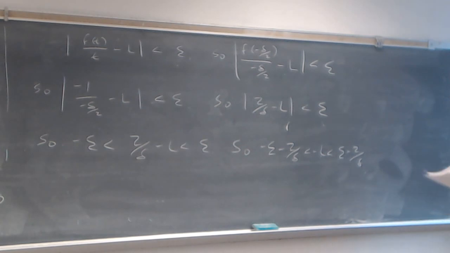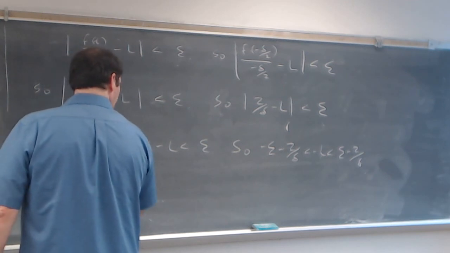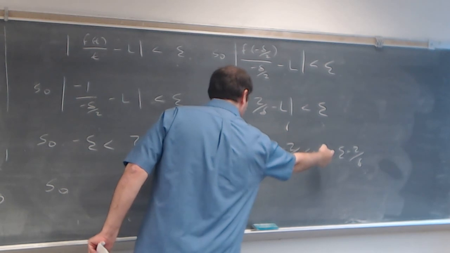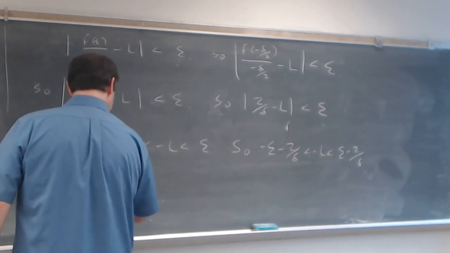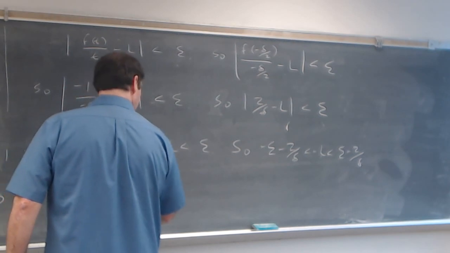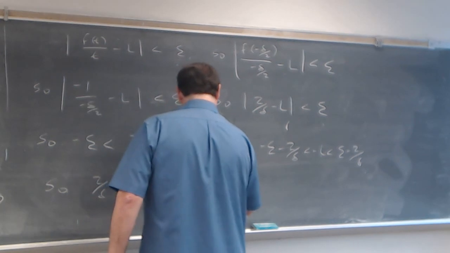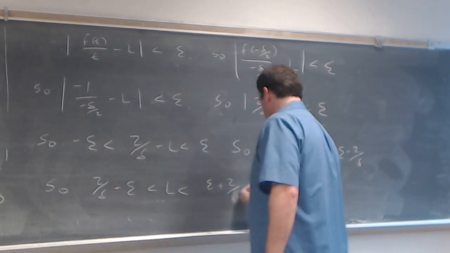That's what we have. And then, solving for L, okay, I multiply everything by minus 1, and then I have to switch the sign of the inequality. So this says that 2 over delta minus epsilon will be less than L, which will be less than epsilon plus 2 over delta.